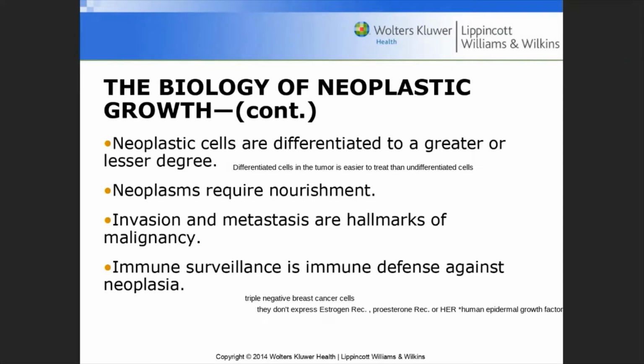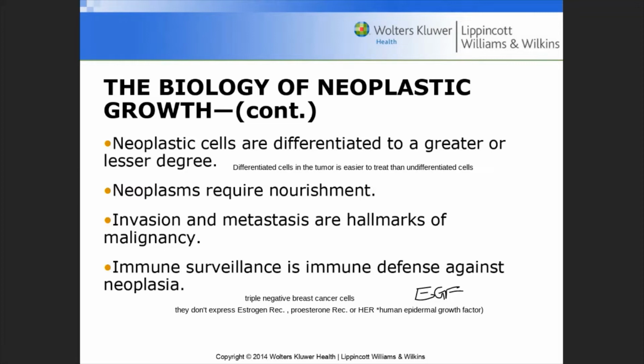All right, so triple negative means that they do not express three things: estrogen receptor, progesterone receptor, or HER. HER stands for human epidermal growth factor receptor. Certainly, breast cancer cells require EGF, epidermal growth factor, to grow, right? And somehow the cancer cell now doesn't need epidermal growth factor; it just grows.